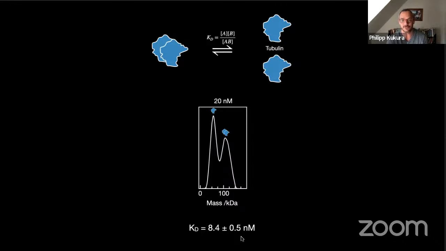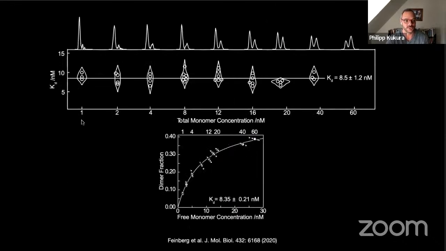So what do you usually do to determine these things? You do a titration. So we do a titration, total concentration 1 nanomolar, 2, all the way to 60. What you would expect is, at low concentration, below the KD, mostly monomer, and at high concentration, above the KD, mostly dimer. You can see how the dimer grows in and the monomer shrinks. But what we can do is, at each of these concentrations, count how many dimers and how many monomers there are, and at each concentration we can determine the KD.